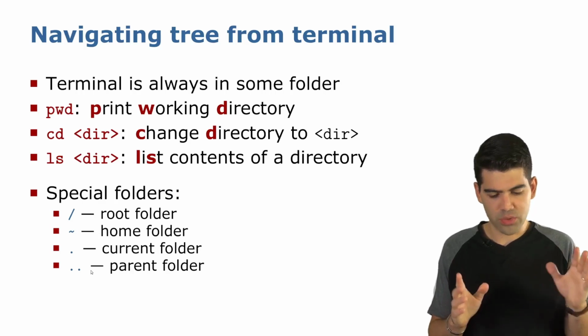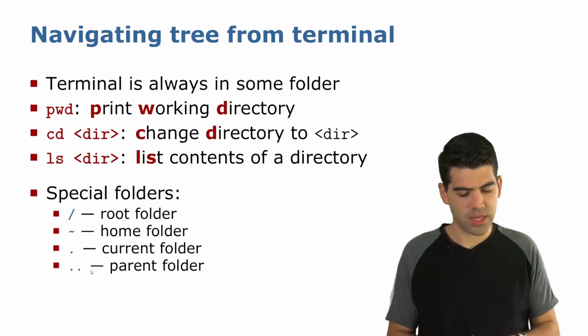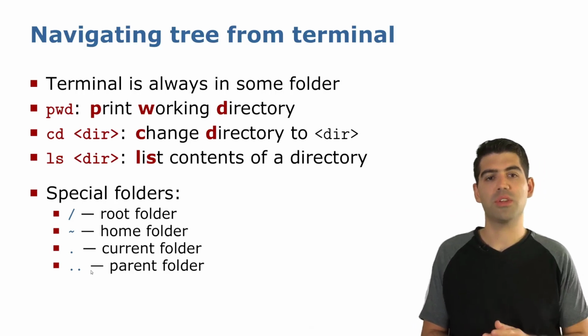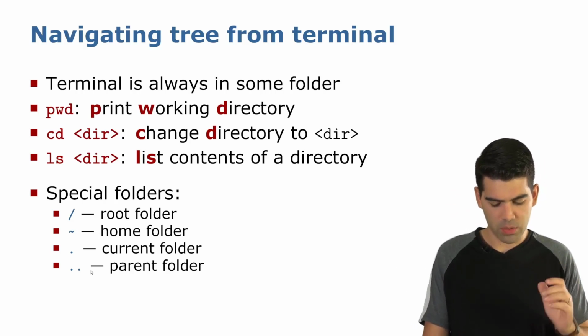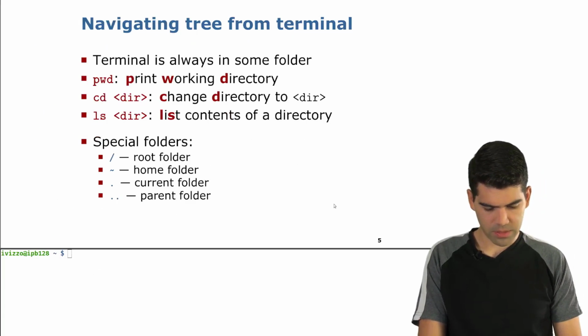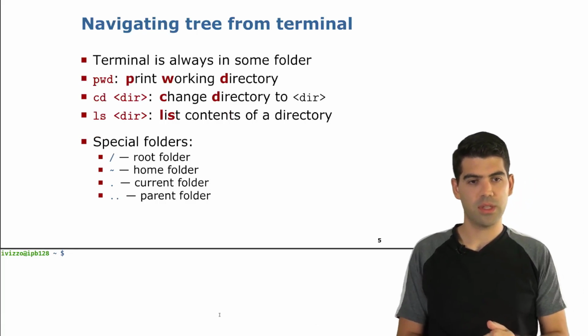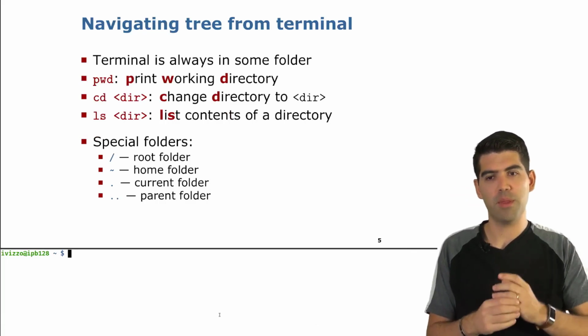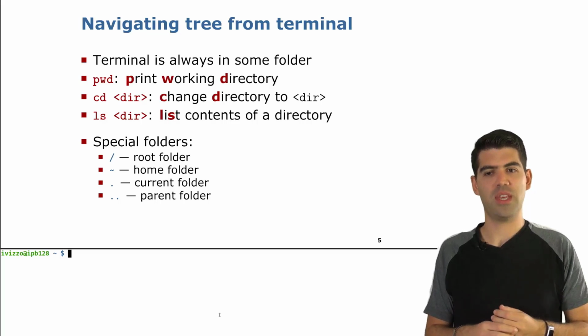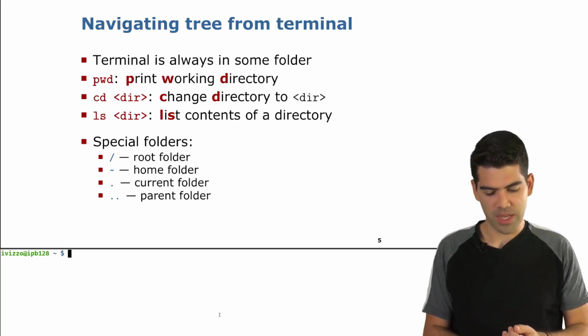So how do you navigate this tree structure from the terminal? Basically, there are three main commands: print working directory, change directory, and list directory, and we're going to show you right away. Okay, so let's fire up a terminal. This is a terminal that is a bit modified, so it fits the slides, and we can see the slides while we code along.